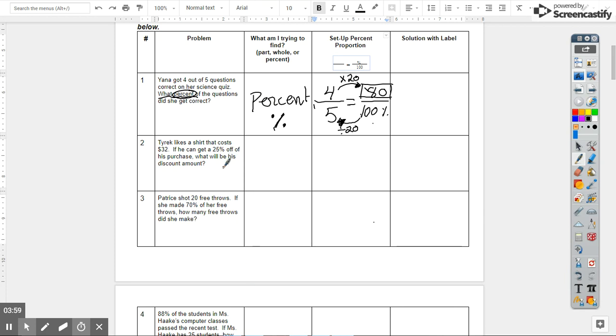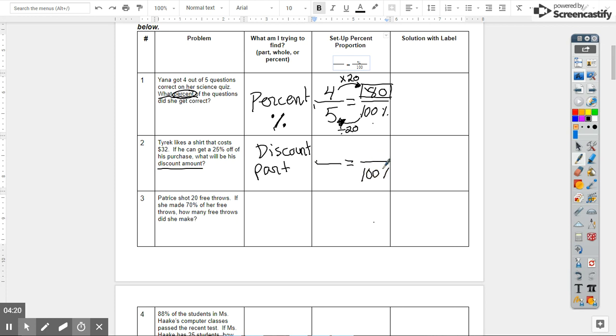So what am I trying to find? We're looking for the discount. And so we saw up at the top, in our keywords, a discount is usually going to be a part because it's not the whole price, it's just the discount on the price. So let's set up our ratio.